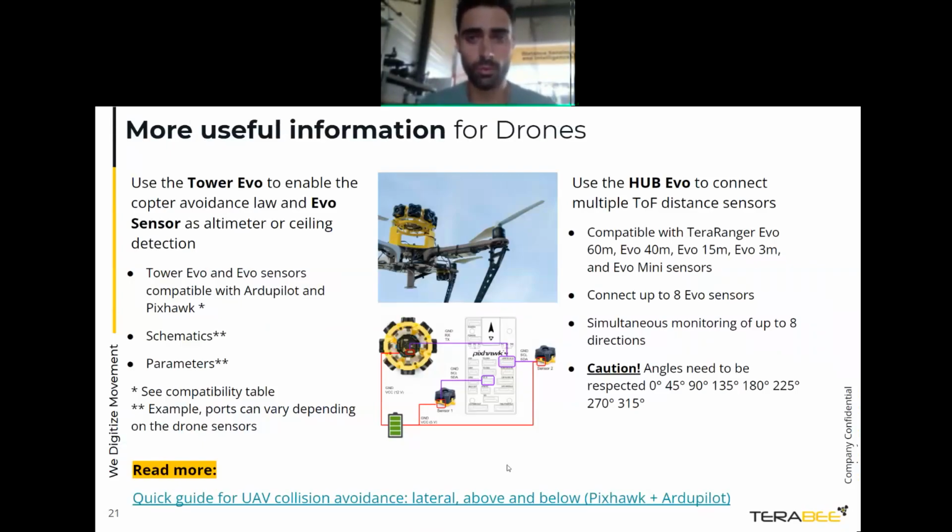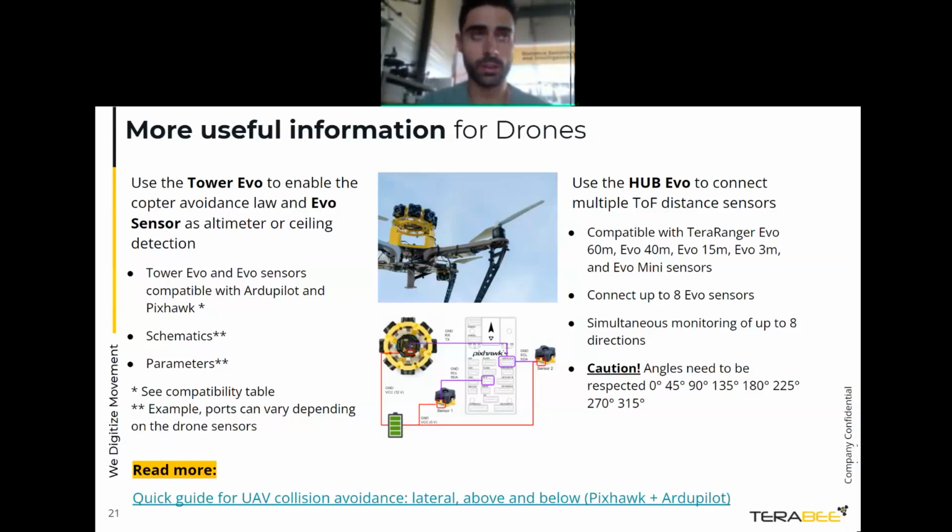More useful information for the drone user: we receive many clients asking that they would like to have 360 collision avoidance plus one sensor looking down and one sensor looking up. So what we did is create a document where we summarize the schematics and the wiring of the sensors to connect to different Pixhawk hardware.